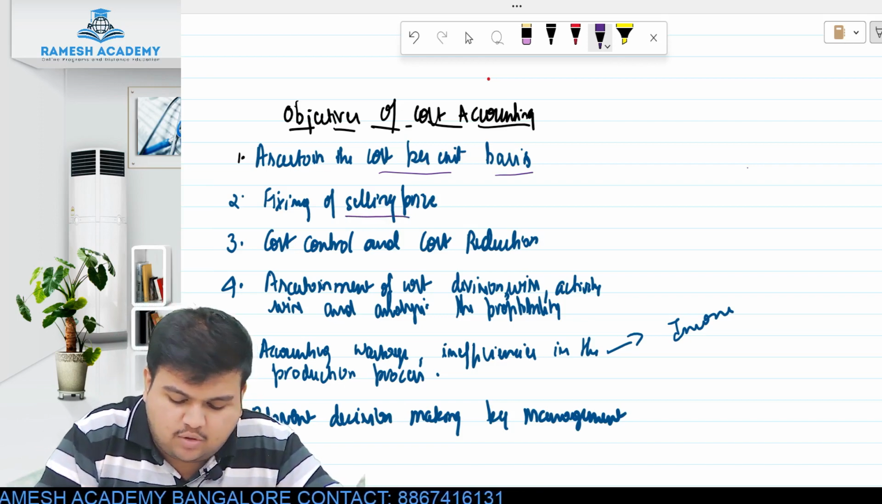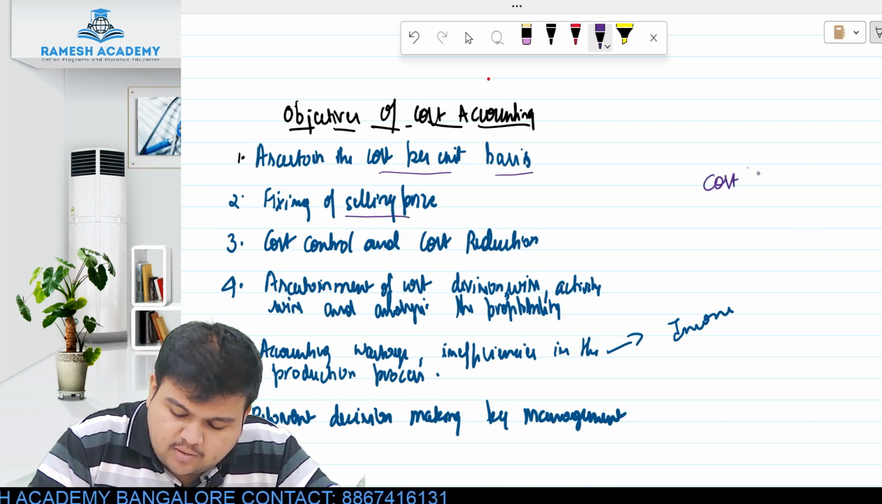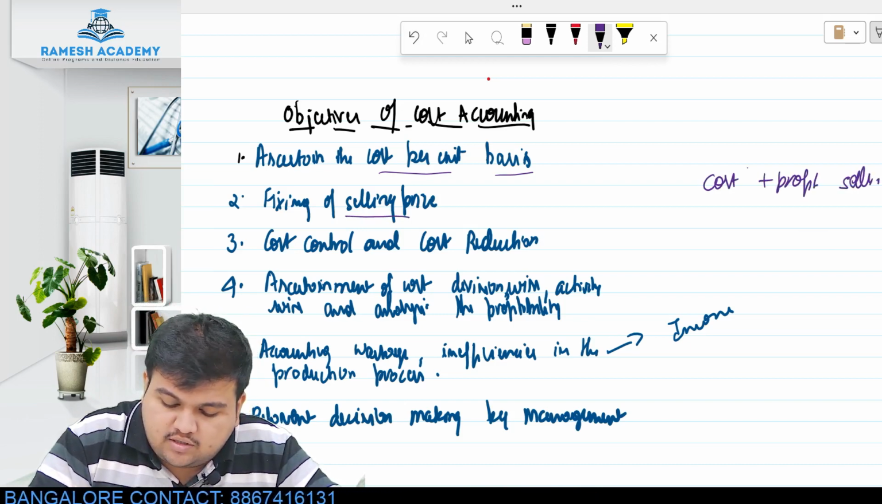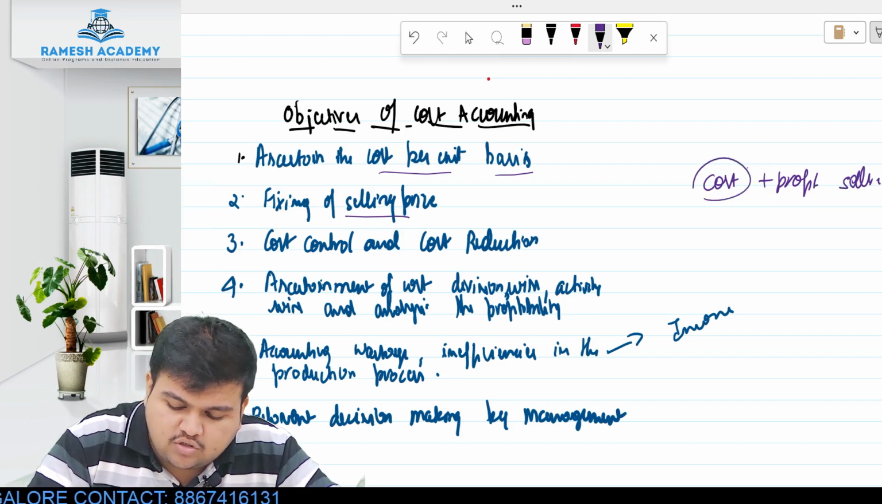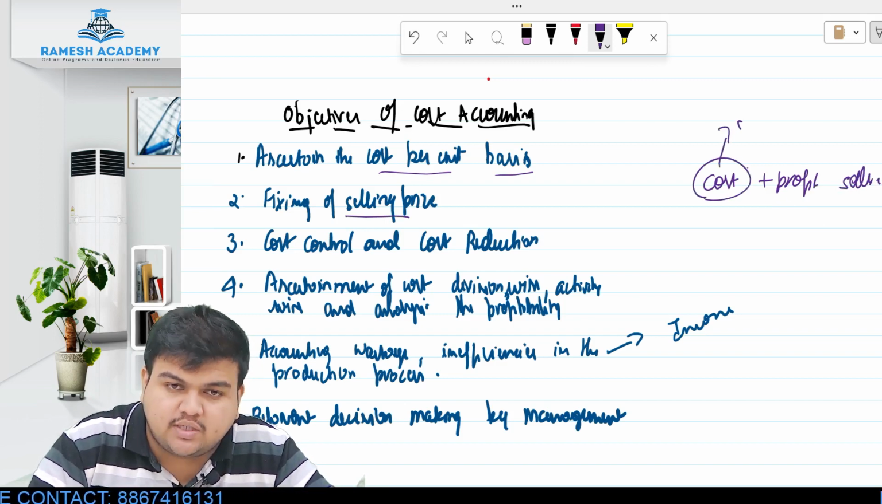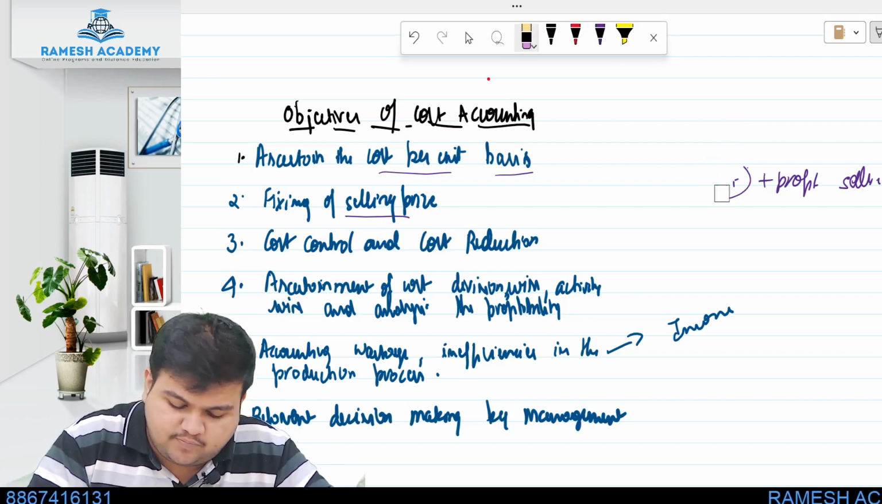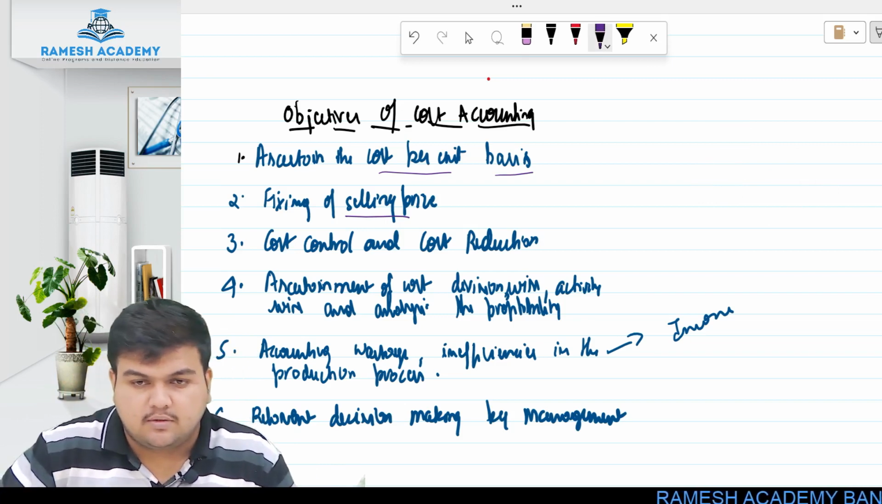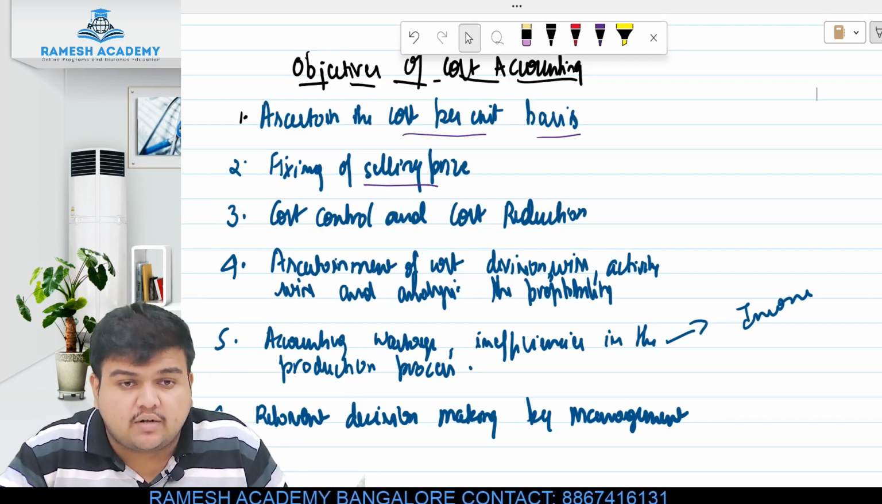Fixing a selling price, obviously when you get the cost plus profit, you get the selling price. Okay, so to get this cost only, you need cost accounting. So main objective of cost accounting is to determine selling price, so that you need cost. Okay, next one is cost control and cost reduction.